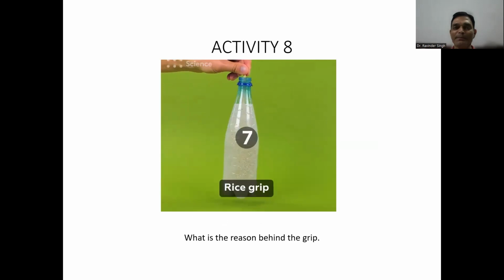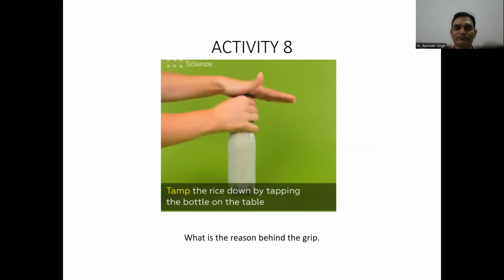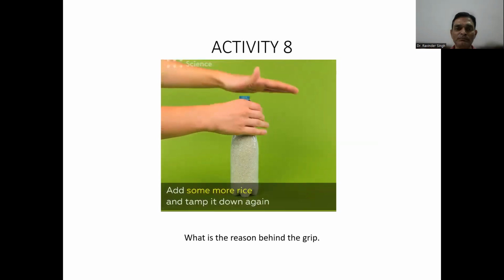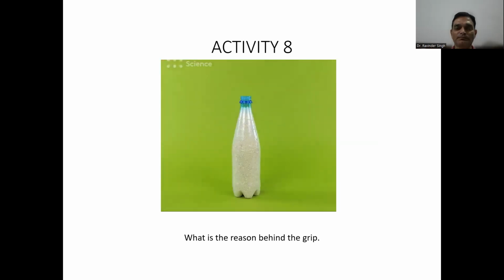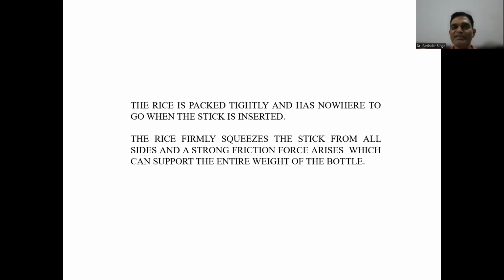What is the reason behind the grip? The rice is packed tightly and has nowhere to go when the stick is inserted. So the rice firmly squeezes the stick from all the sides and a strong friction force arises which can support the entire weight of the bottle.